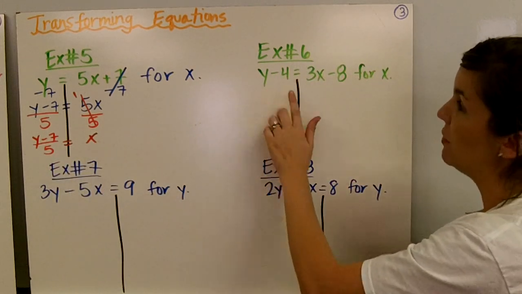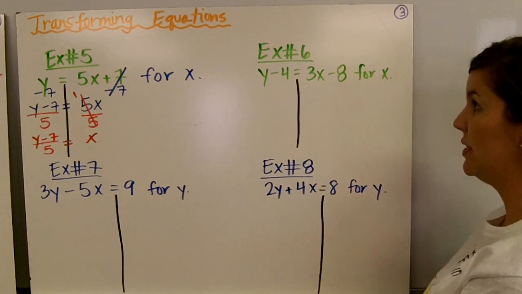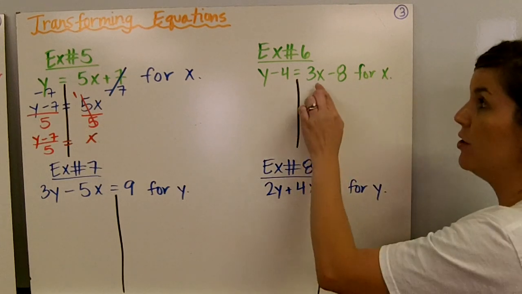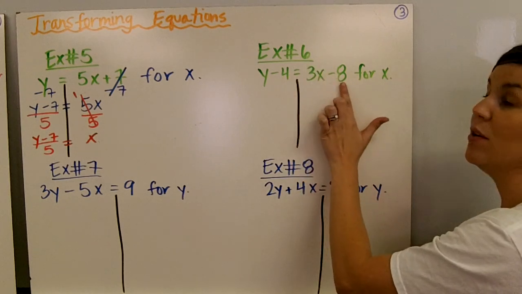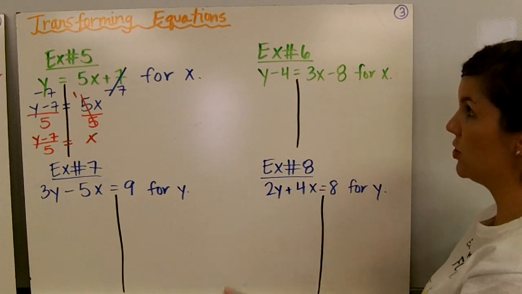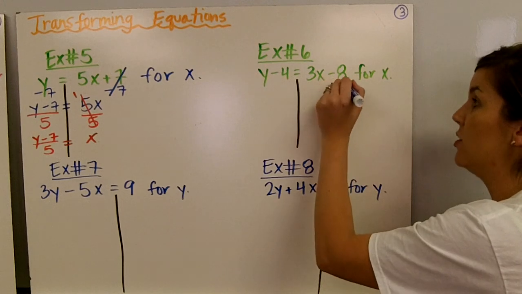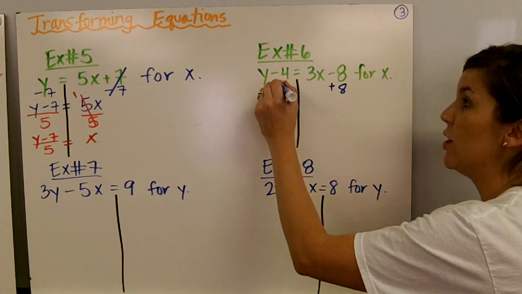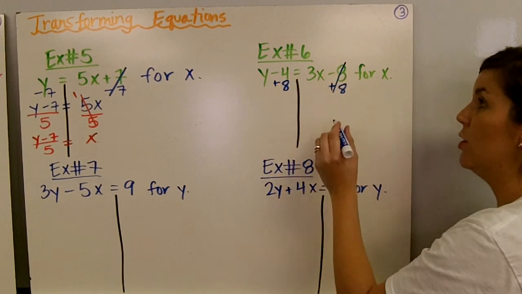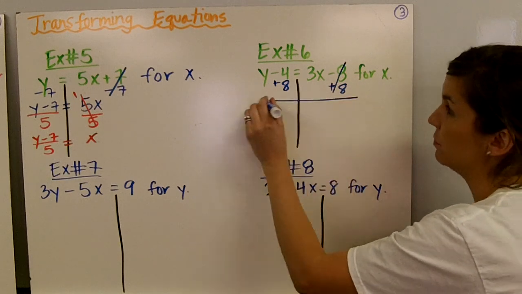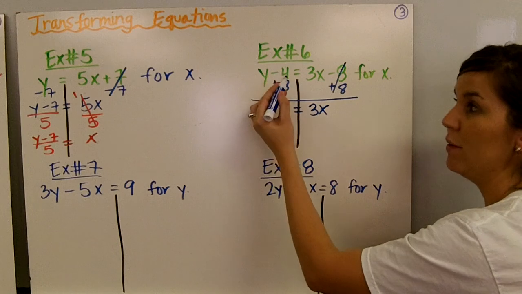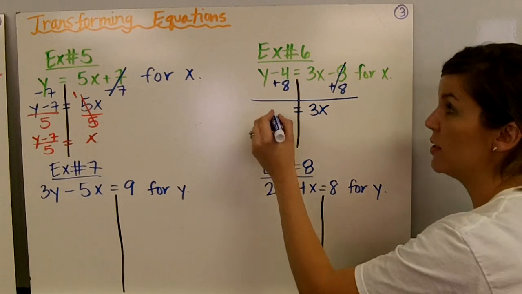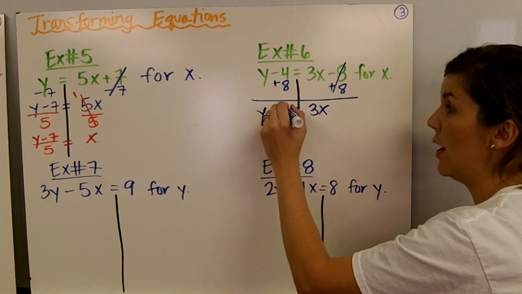Example number 6. Y minus 4 equals 3x minus 8. Solve for x. Notice x is over here on the right side. So I cover it up. I need to get rid of this minus 8 first. So I'm going to add 8 to both sides. That's the opposite of subtraction. Those will cancel. Carry down the 3x. Negative 4 plus 8 is positive 4. So y plus 4.